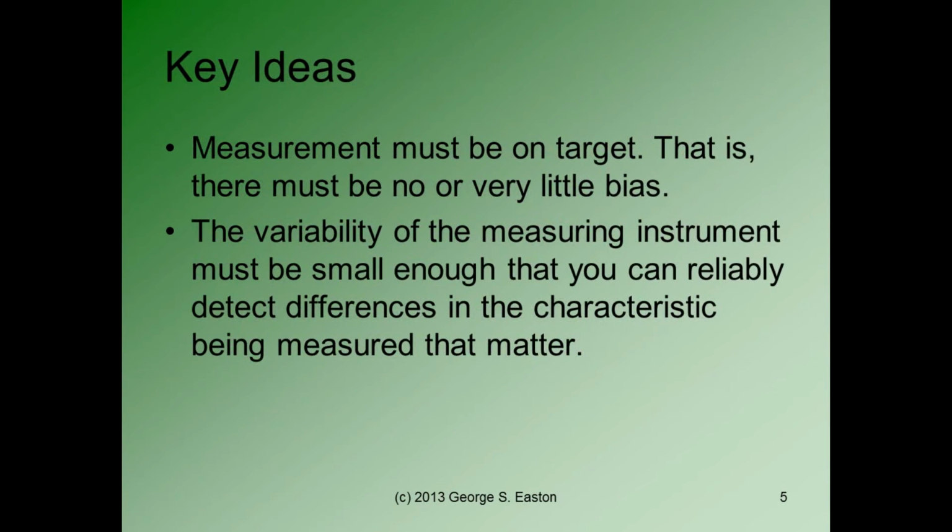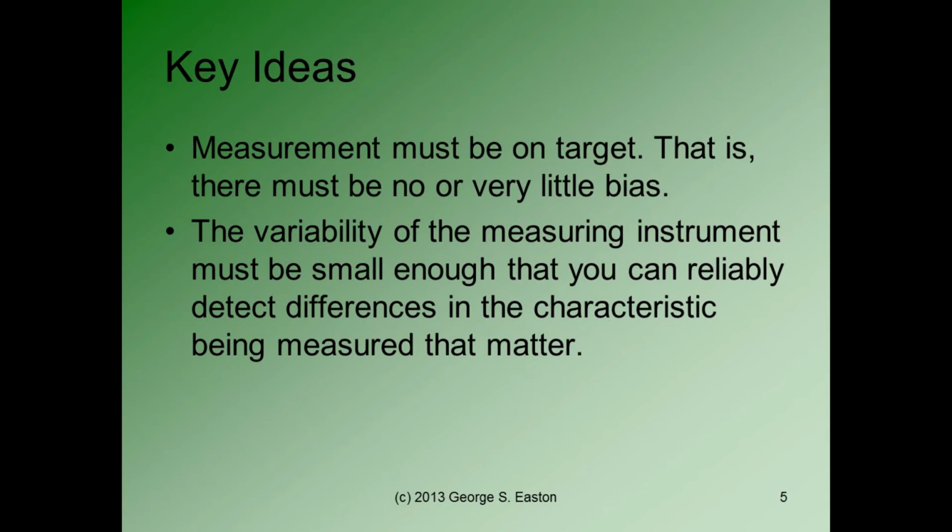Now, there are really two key ideas that are the most fundamental in measurement system evaluation. The first is that the measurement must be on target, which is to say that there must be little or no bias. And so being on target, what that means is that the average value you get from the measuring instrument ought to be aligned with, equal to, the characteristic that you're measuring.